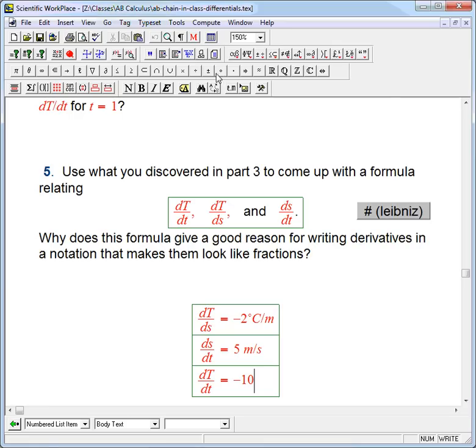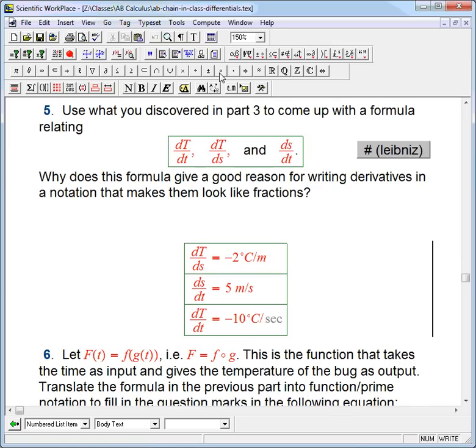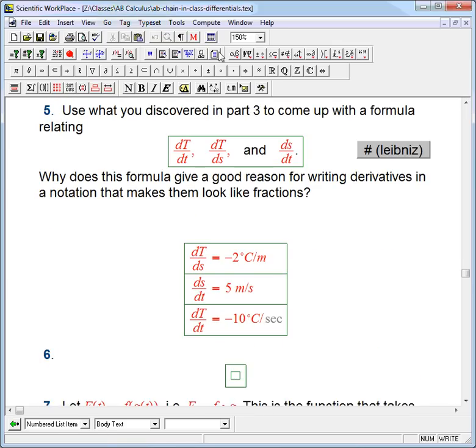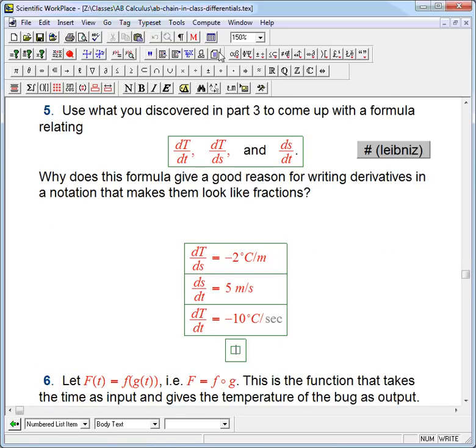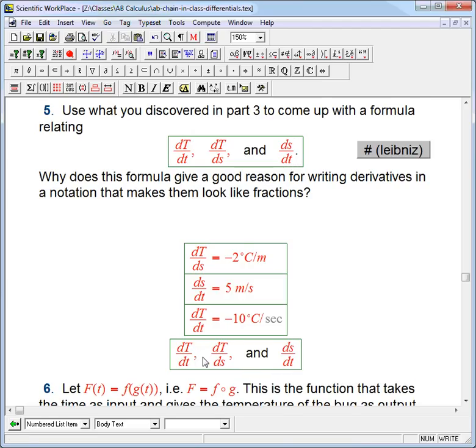Well, hopefully the guess is pretty obvious as to how these things are coming together. It looks like they're multiplying. And indeed, that's the chain rule. It tells us that these quantities are just related by a product. And let's see if that makes sense. Why would they be related by a product? Is this just an accident?